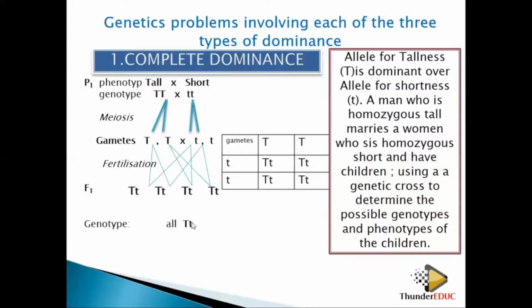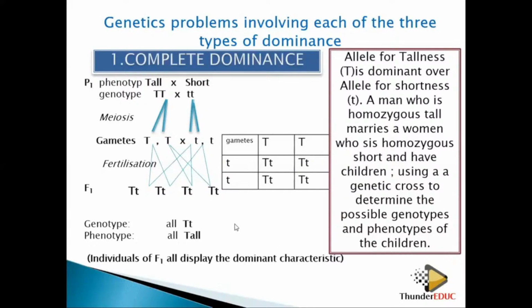Which kind of phenotype is this? Because I have the capital letter T, this individual is going to be tall. So which kind of phenotype? All of them are tall. I don't say heterozygous tall, because I don't see the heterozygosity in the phenotype. So I just have to say they are tall. The individuals of F1 all display the dominant characteristic. It means that all of them are tall.